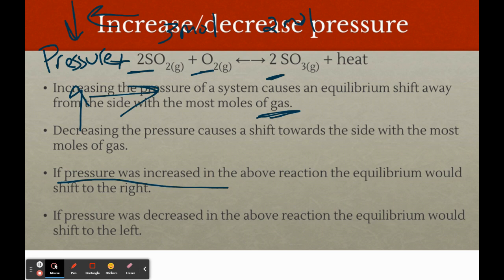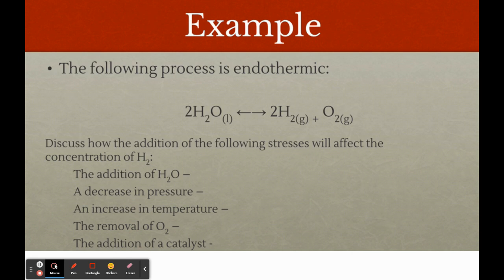Okay, so again, make sure you look at all of the reactants and products and add up the moles of gas only. Whichever side of the equation has more moles of gas, write plus pressure, and that will help you decide which way to shift equilibrium. Okay, so now let's go through this example problem. So it says that the following process is endothermic. That means it needs heat to get the reaction going. So you're going to write plus heat on the reactant side.